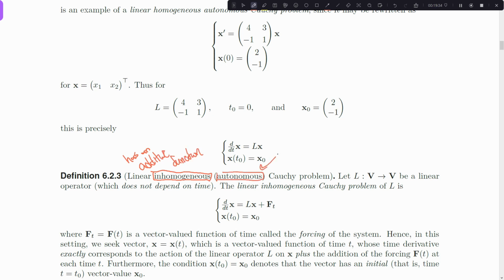Autonomous, the function is allowed to depend on time. That has nothing to do with being autonomous or not. What needs to not depend on time is L. So L does not depend on time. So that's what it means to be an inhomogeneous autonomous Cauchy problem.